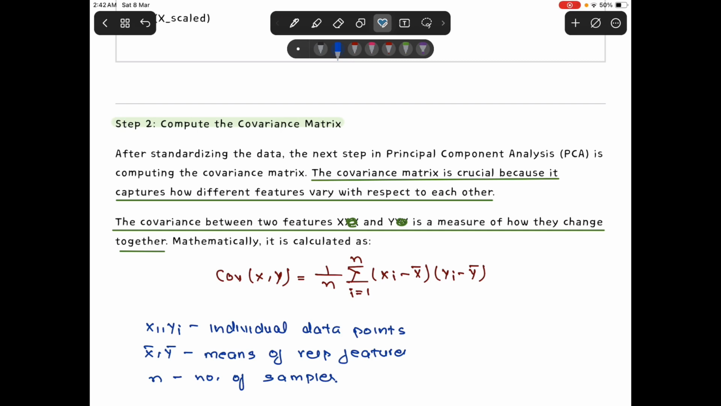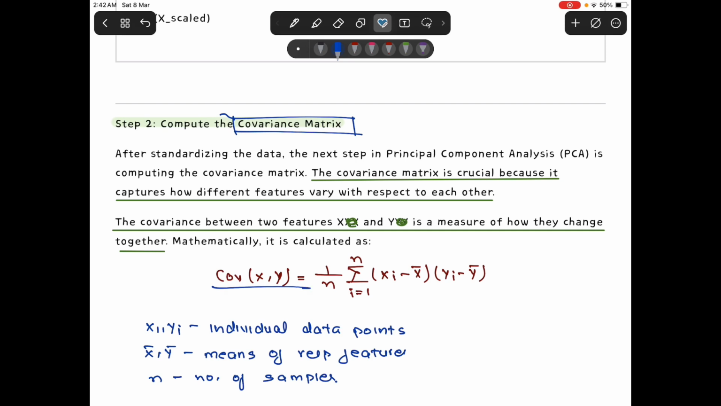So the second part is to compute the covariance matrix. Okay, so what is covariance? I have already taught you in the previous section. So what is the covariance matrix? First of all, let's understand the formula of covariance.